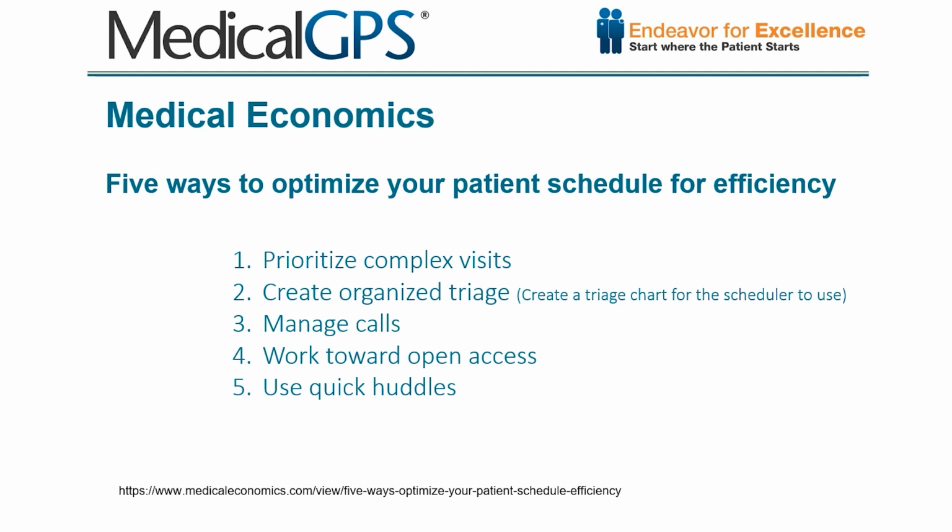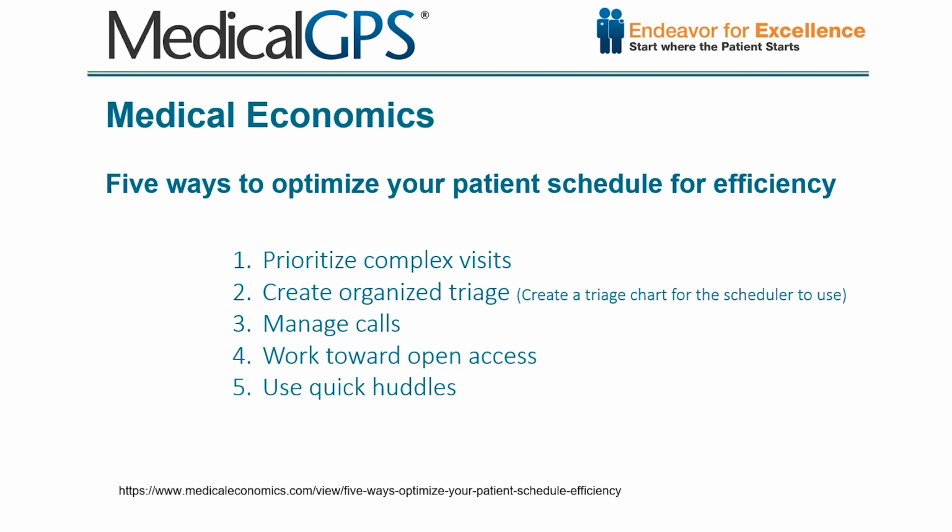Step number 1 is to prioritize complex visits. Work with your providers and then develop categories of visits based off of their complexity. Then educate your staff on how to recognize those complexities and book patients accordingly onto the schedule.